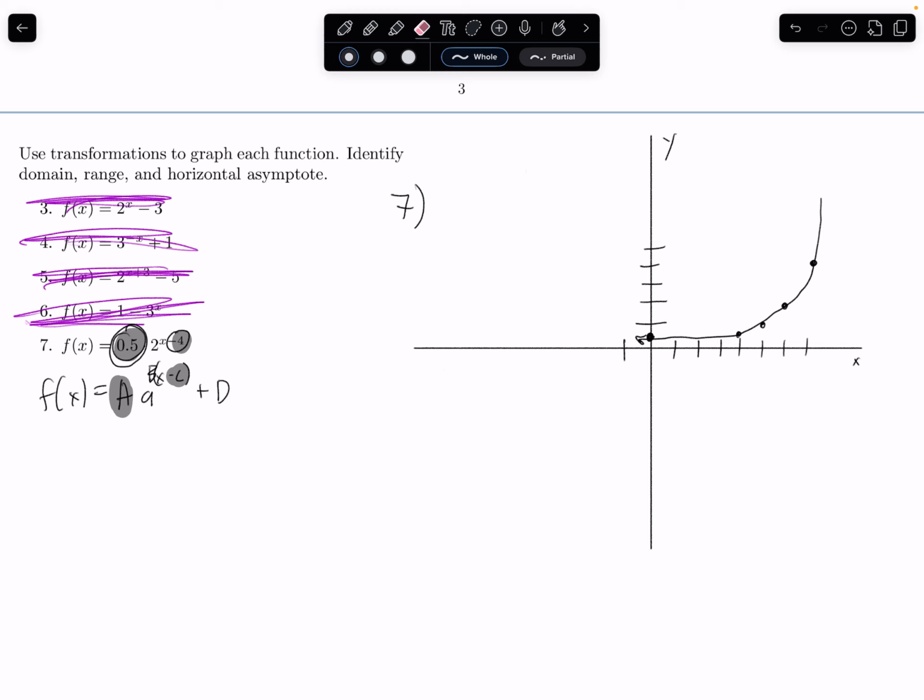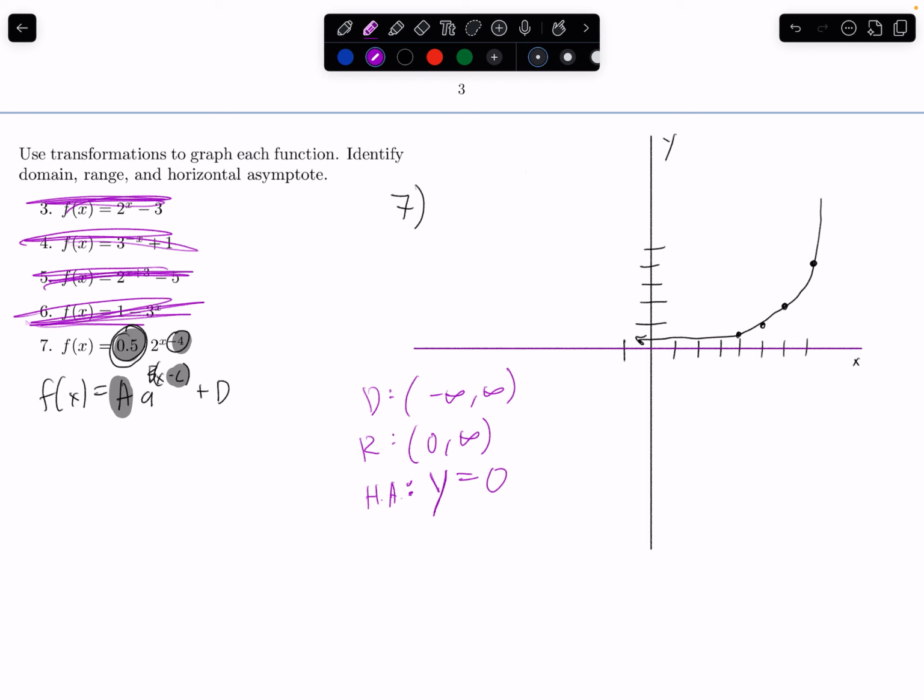Here are those little points. Just looking at it, we can see it's approaching the same original horizontal asymptote at y equal to 0. We can answer all our questions already. The domain is negative infinity to positive infinity. The range is going to be from 0 to infinity. And the horizontal asymptote is at y equal to 0. So we answered all the questions and got the graph.